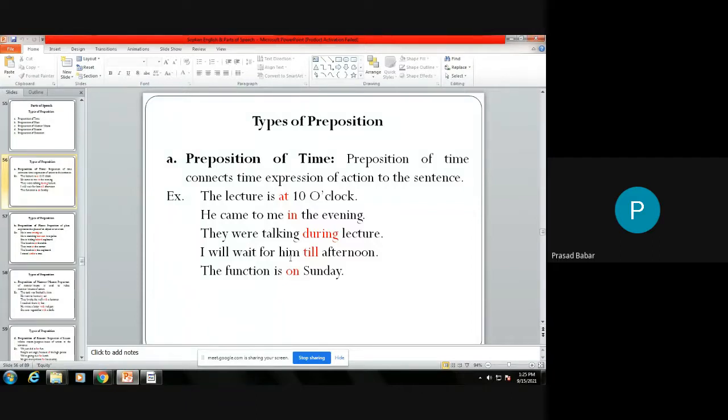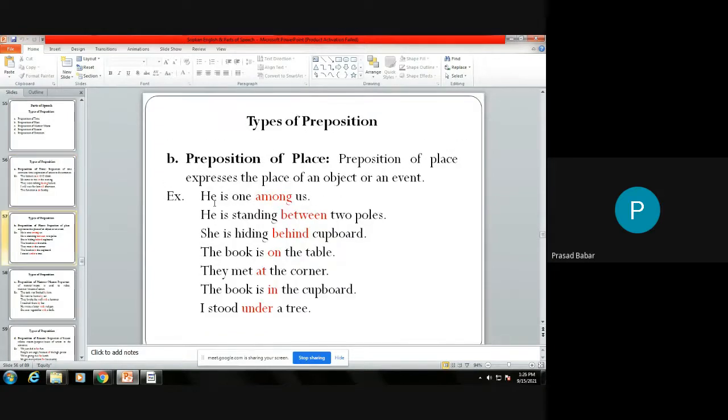Then the next is, I will wait for him till afternoon. Up to what time will I wait for him? Up to afternoon. So till is the preposition, or the time indicating word. Then the next is, the function is on Sunday. At which day is the function? It is on Sunday. So at, in, during, till, on, these are the time expressions of action which is performed by that subject. These are called prepositions of time.